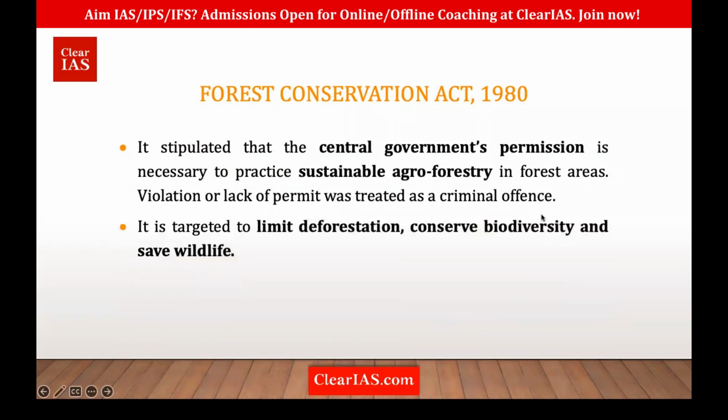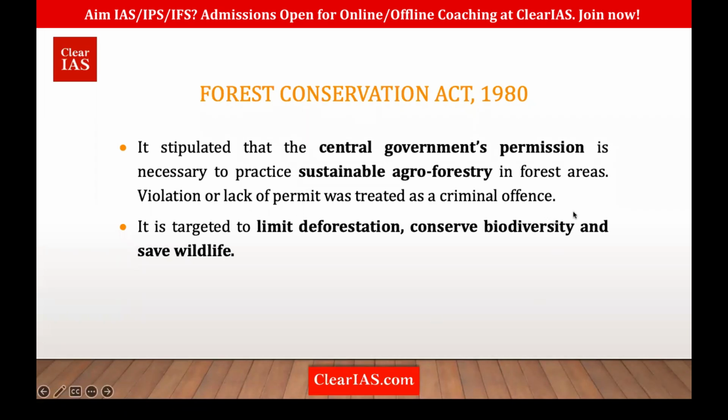And why was this act enacted? In order to limit deforestation, conserve biodiversity, and save wildlife. So it was actually a conservation initiative. Earlier forest acts like the Indian Forest Act of 1927 were actually enacted by the British government, and they tried to extract all the forest resources from the forest. Through this act, which overruled the earlier act, they understood that there is a need to conserve forest, and that is why this act was enacted. The basic aim was to limit deforestation, conserve biodiversity, and save wildlife.